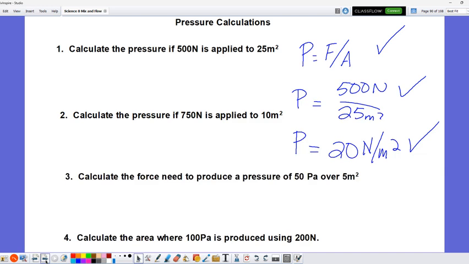We did some calculations with this. Calculate the pressure if 500 newtons is applied to 25 square meters. Pressure is force divided by area, so that'll be 500 divided by 25. And that's 20 newtons per meter squared, or 20 pascals. And all of these are pretty much the same sort of thing.